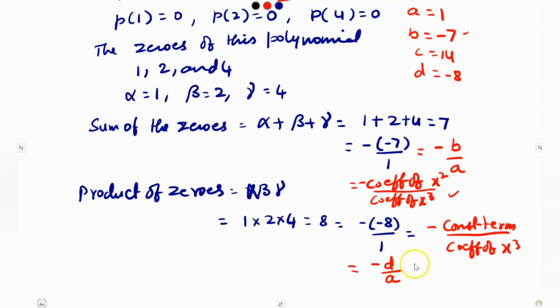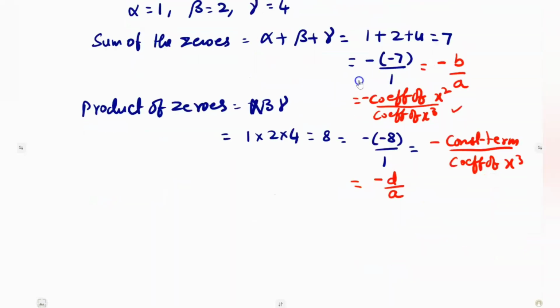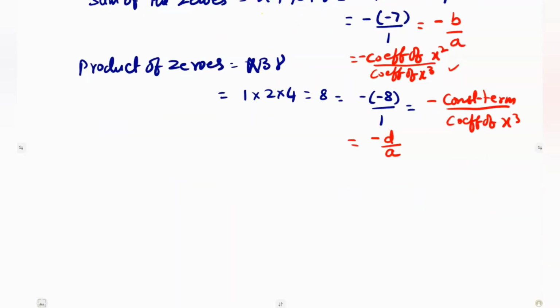Okay, this is the formula for the product of zeros for a cubic polynomial. This is the relationship between the product of zeros and the coefficients, and we have another relationship also here. So consider the sum of the product of zeros taken two at a time, like alpha into beta plus beta into gamma plus gamma into alpha. So we are taking the sum of the products of the zeros taken two at a time.